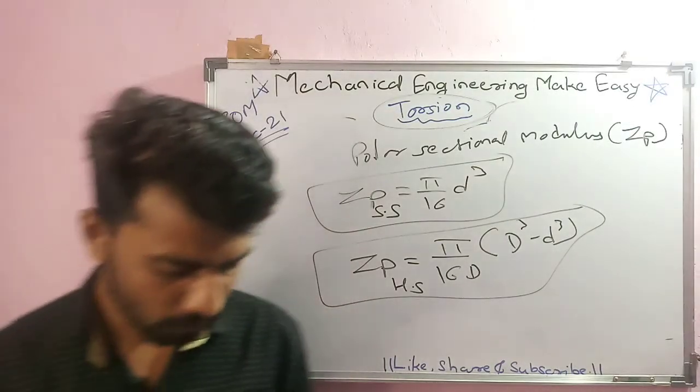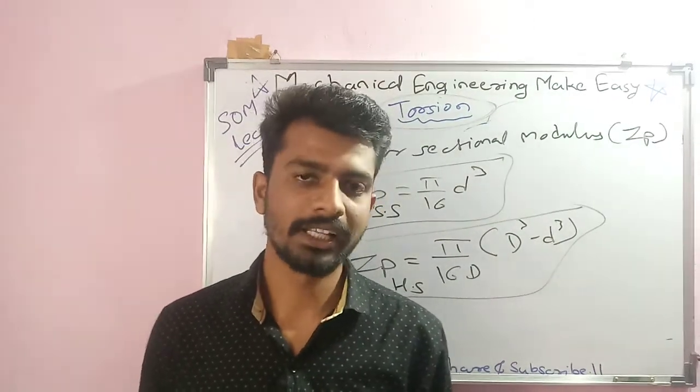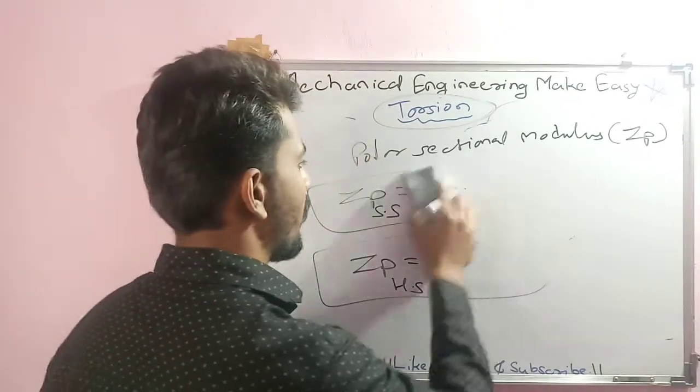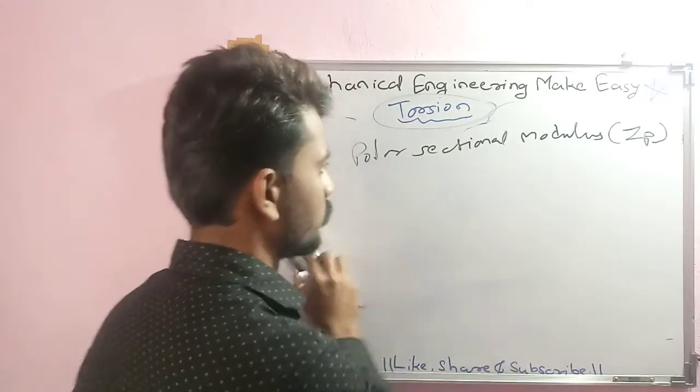That is strength. So what exactly is the strength of a shaft? Strength is nothing but the ability to resist the action of the twisting moment, and that we can calculate.